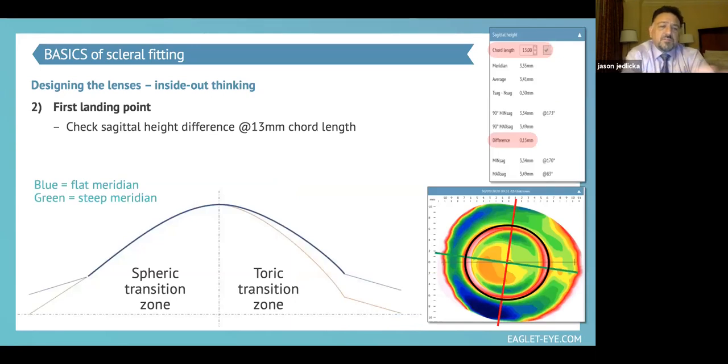We also, as we learn more about fitting scleral lenses and are getting better at it, want to sometimes check the sagittal height difference at, let's say, a 13 millimeter chord length, or whatever the landing area of our lens should be. In many cases, we'll find that patients have a difference in the sagittal height at that first landing point, and sometimes it's helpful to build toricity into the limbal zone of a patient's lens in order to get the lens to properly land on the sclera at that initial landing point, and then continue to maintain that alignment over the entire surface of the scleral zone.